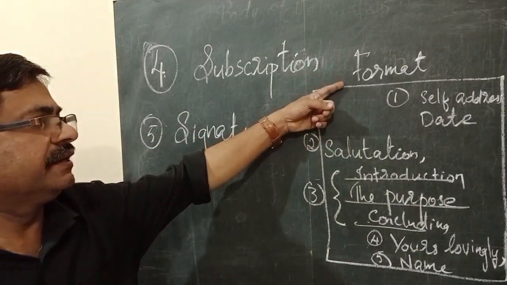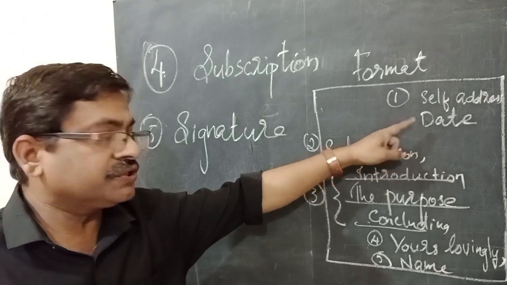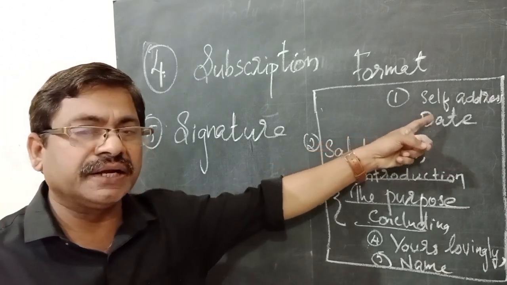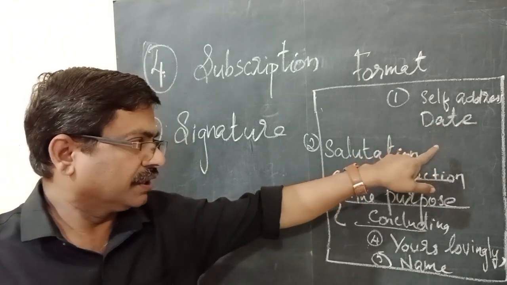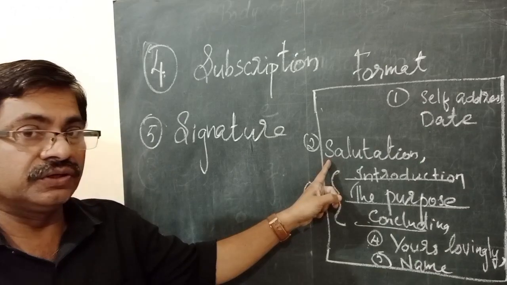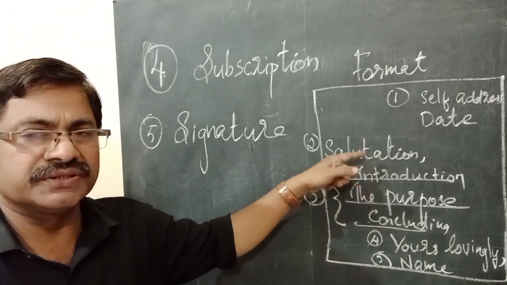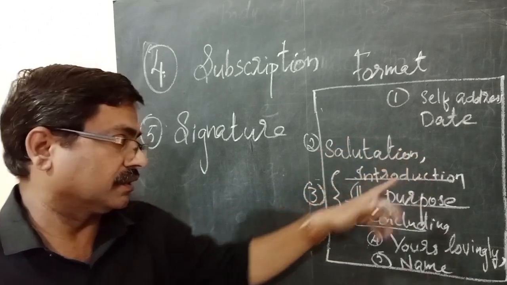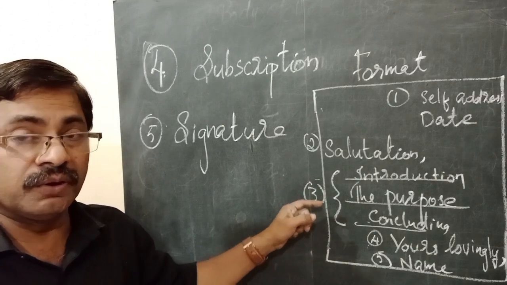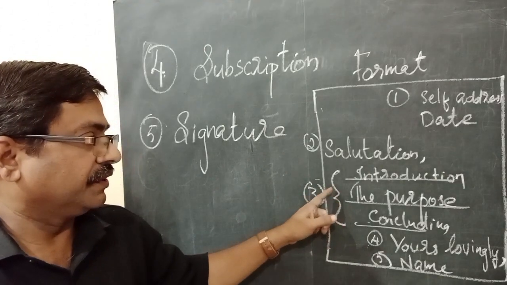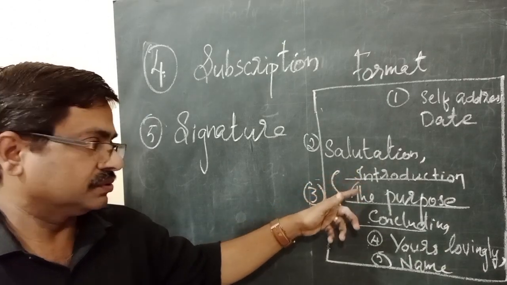So, the format of an informal letter. Self-address and date. This should be placed on the right hand side top corner of the letter, and below the date, on the left side beside the margin, you have to place the salutation. It is the way of addressing the person to whom you are writing this letter. And then the most important part is the body of the letter.